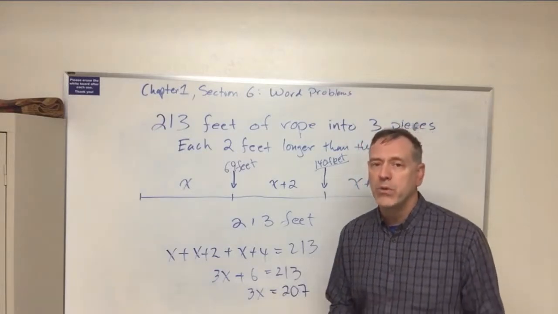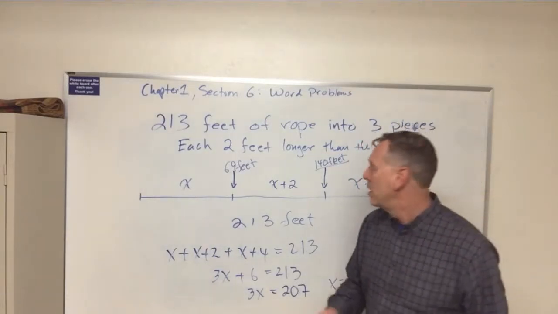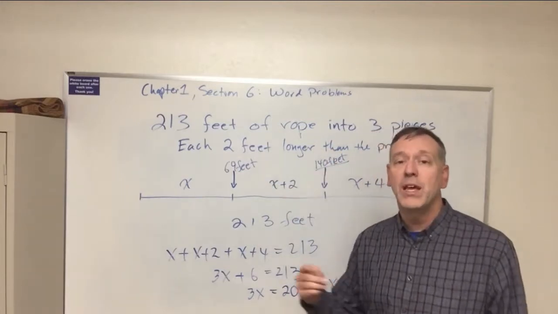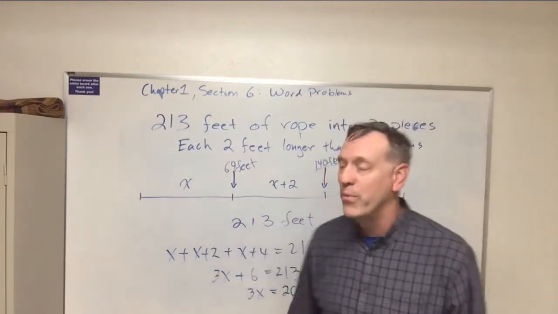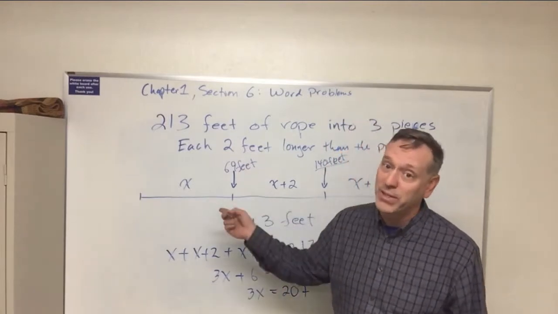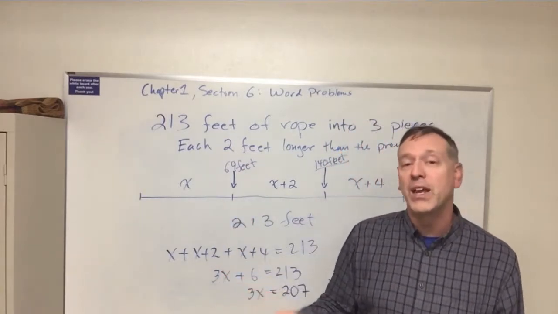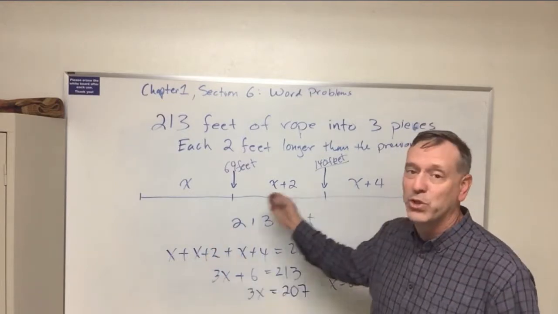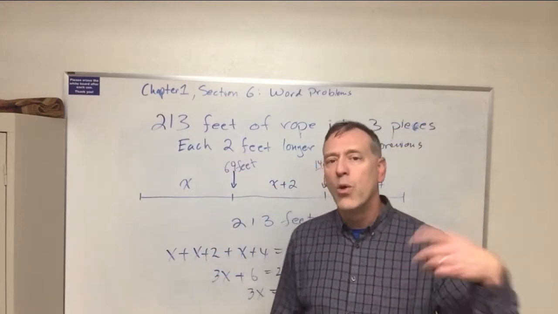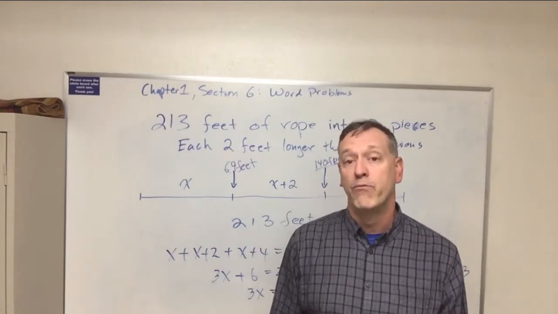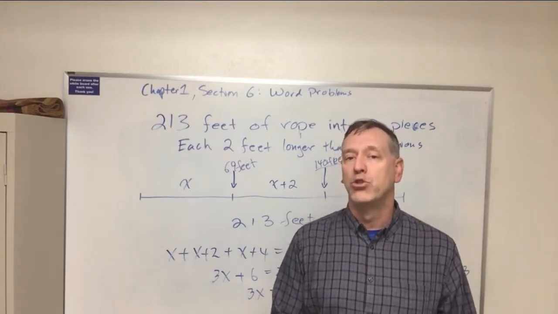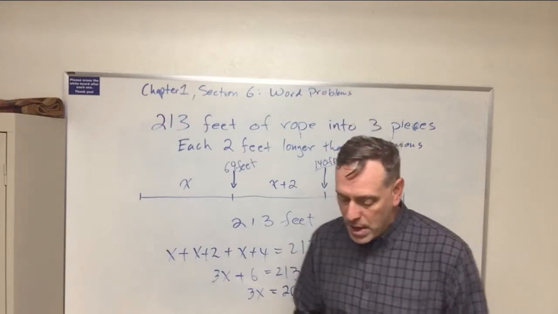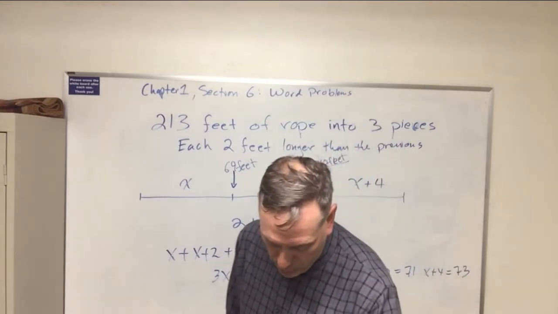So there's key words here then. Each one is 2 feet longer. Well, that's a plus 2. If we said each one was 2 times longer than the one before, we would have 2x, not x plus x. And if we said each one was 2 feet less than the one before, we'd have x minus 2. So what we want to do is take that normal English verbiage and convert it into algebraic sentences. And that's really what we're after in the use of word problems.